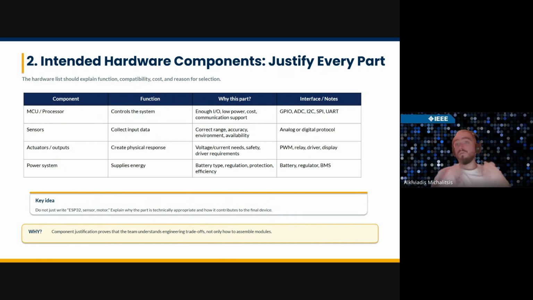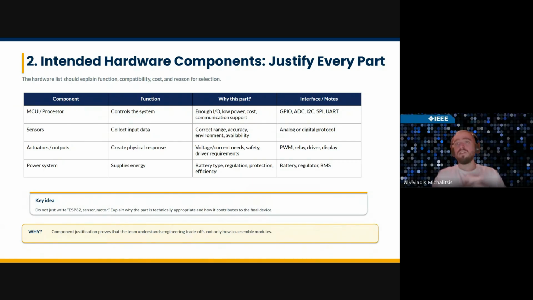Regarding the sensors now, why do we use them? We use them to collect input data. That's good. Why this specific part? It can have the correct range based on your implementation. It can have the accuracy that you need for what you do. It could be environmentally better than something else, or be specific to the environment, for humidity or whatever. And availability, for example: I wanted this, they had that, okay, we will use this and change some other stuff. This is also acceptable. It happens in real life.